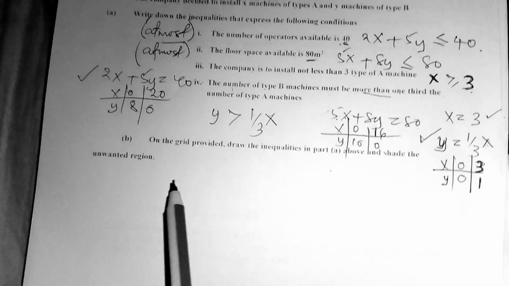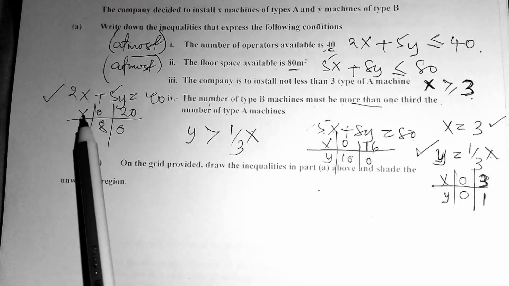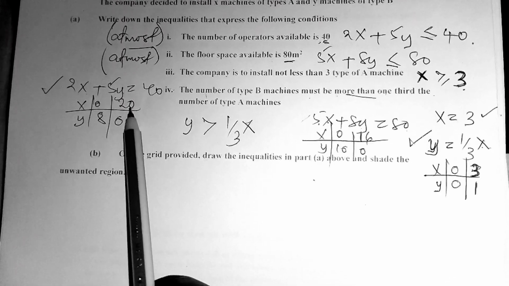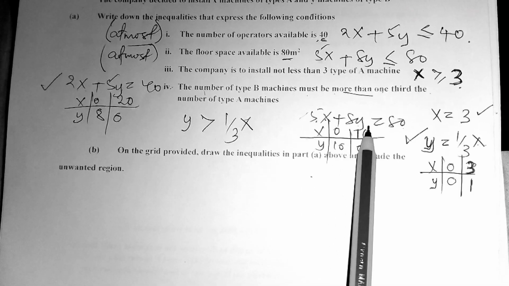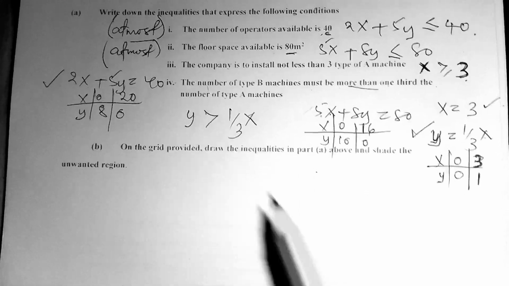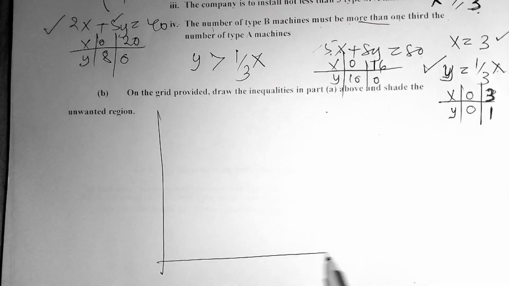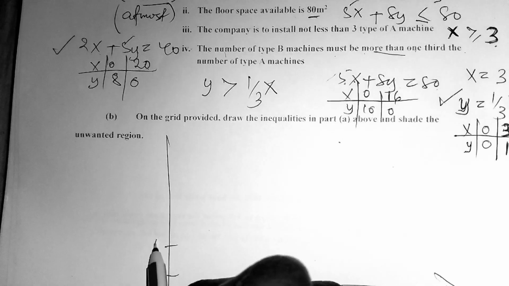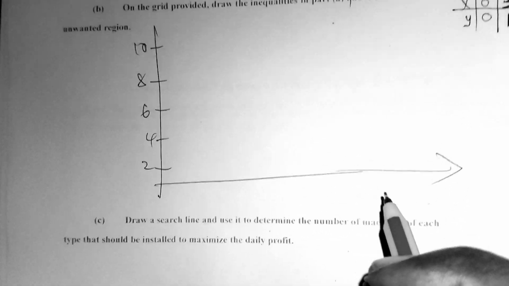So looking at the intercepts, here you have the highest x-intercept, the highest is 20. Here you have 16. So that one will guide you. Y-intercept, here we have 10, here we have 8. So when you are drawing now on the y, have 2, 4, 6, 8, then 10.